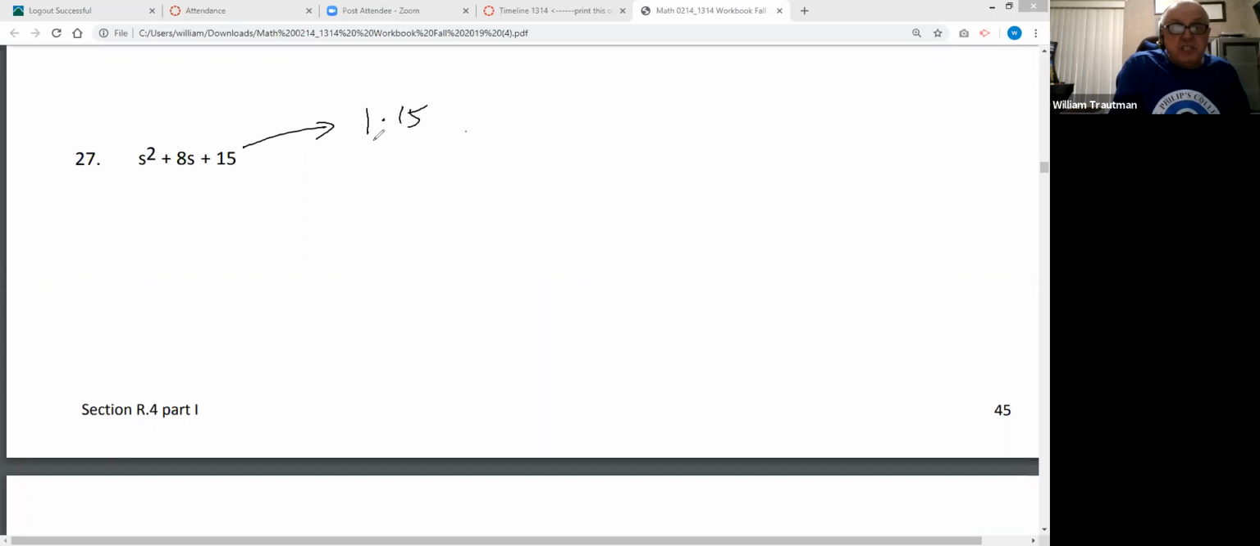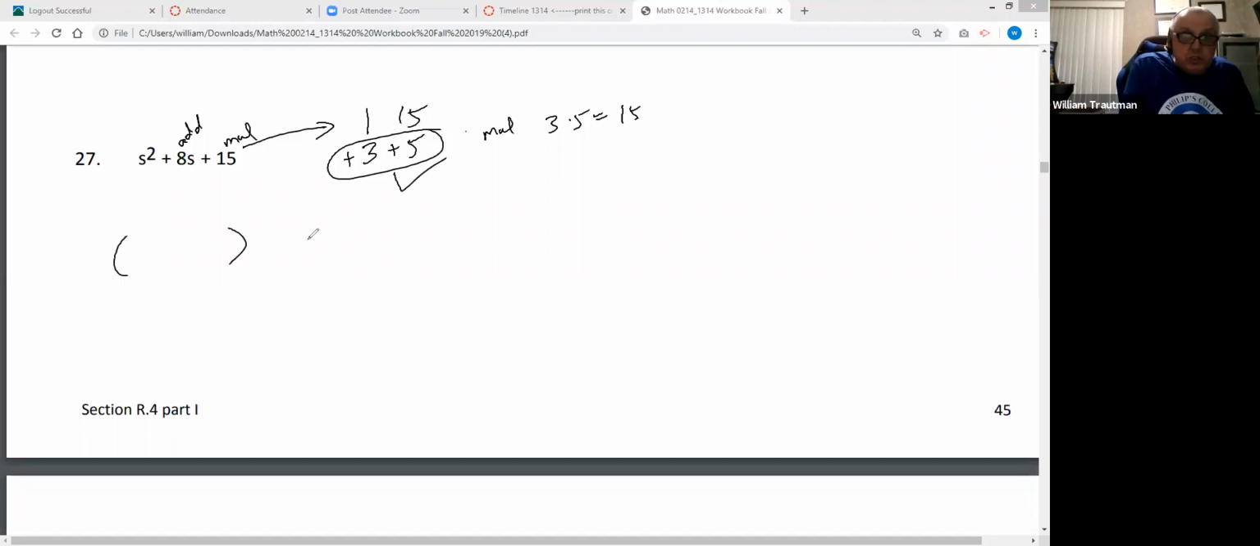So 1 times 15 and 3 times 5 is 15. What I normally do is then erase the multiplication signs. I have to try to get a positive 8, and sure enough, a plus 3 and a plus 5, when I add 3 and 5 together, I get a positive 8. When I multiply them, 3 times 5, I get a positive 15. So when I multiply, I get this. When I add, I get this. So the plus 3 and a plus 5 is my answer.